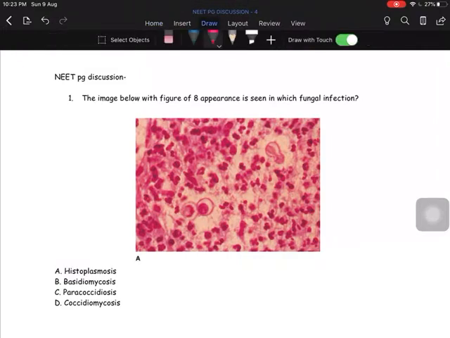So the first question is: the image below with a figure of 8 appearance is seen in which fungal infection? We have here 4 systemic fungal infections, and the histopathology slide is given. They have already mentioned it as figure of 8 appearance. So figure of 8 appearance, what they're calling is this thing.